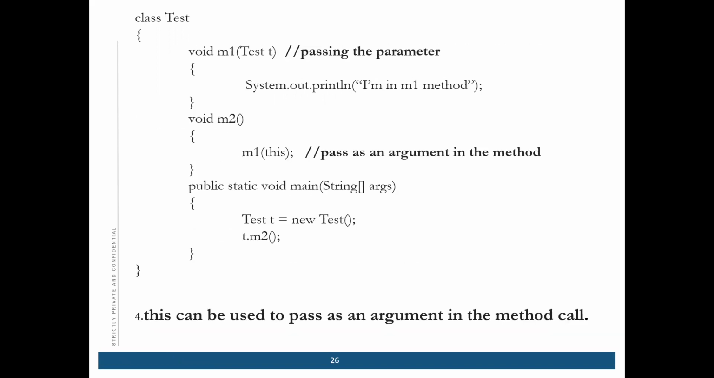Oh yeah, anyone was asking something? Yes. So what is the test t that you passed as a parameter in method M1? This is the object which we are passing. Is this the same object that we created in the main method? Yes, this is the test t object we have created. Should we create the object first in the main method and then pass it as a parameter in the first method, or is it okay if we do it like this?